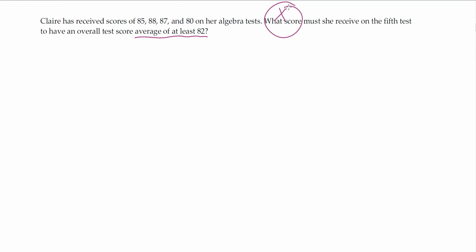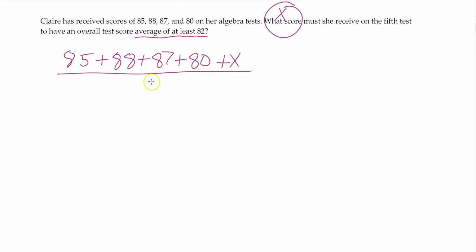What score must she receive on the fifth test to have an overall test score average? So if we have to find the average, we would start by adding up the 5 test scores. Now the unknown test score is x. To have an average, you have to divide all of that by 5. So that is the average of at least 82, at least. So she can get 82, but she would rather get better. So this is greater than or equal to 82.